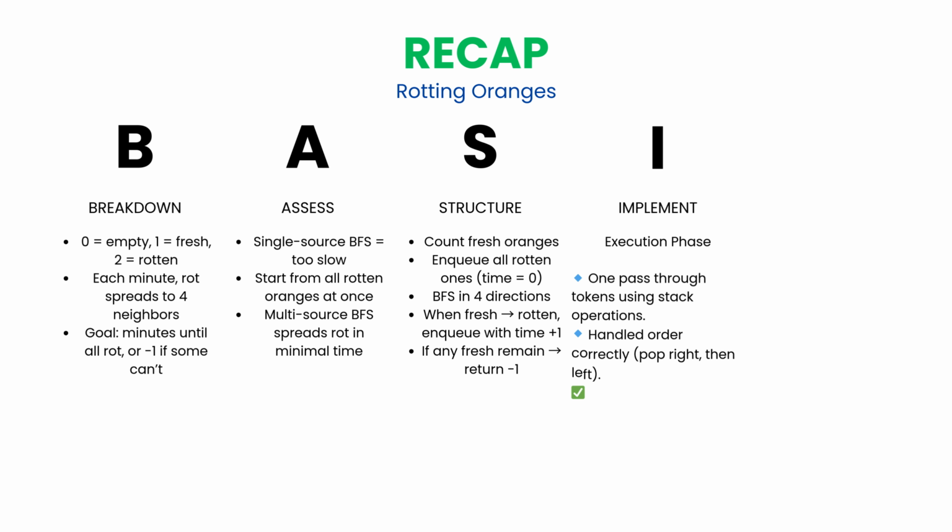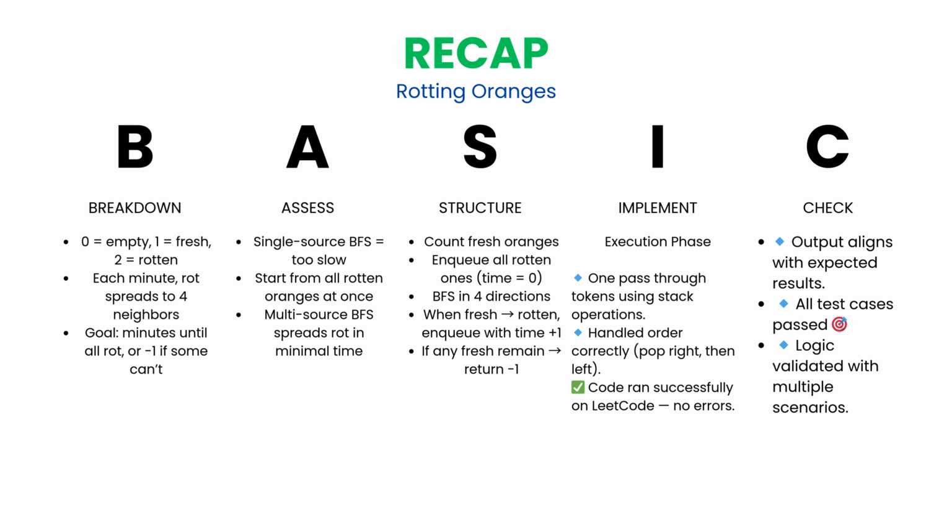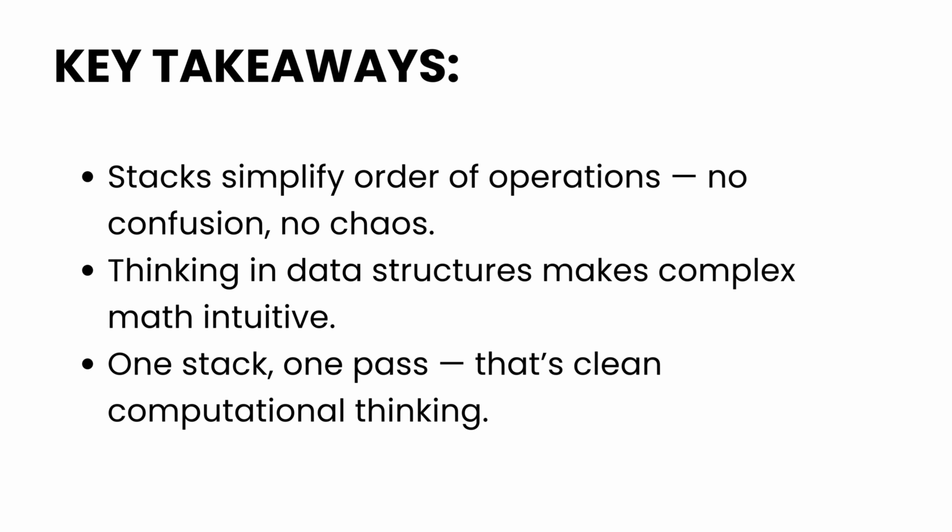We gathered every rotten orange as a starting point, ran 1 clean BFS across the grid, and verified the solution on LeetCode without any errors. All test cases passed. The timing and BFS propagation worked perfectly across all grids. The key takeaway: think in waves, not steps. Multi-source BFS turns what looks like chaos into one elegant flood that models real-time spread precisely and efficiently.